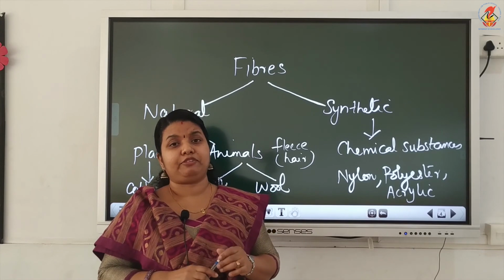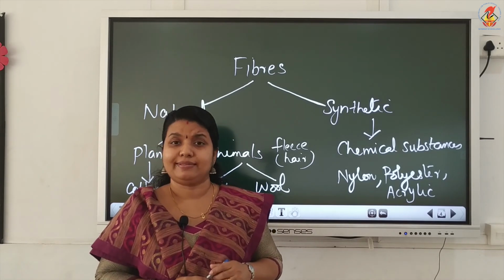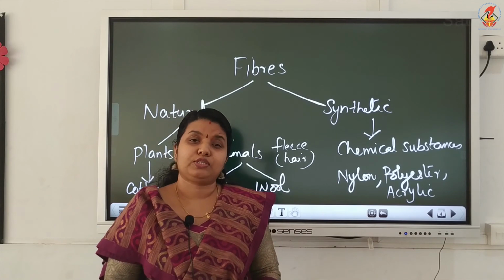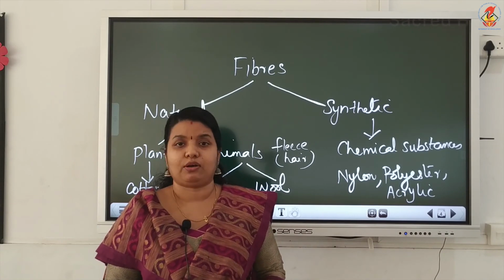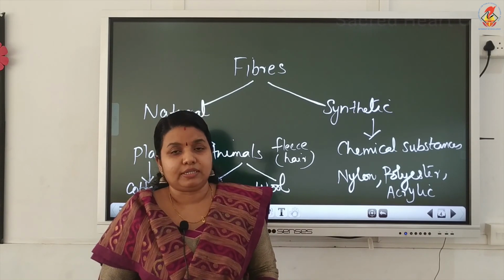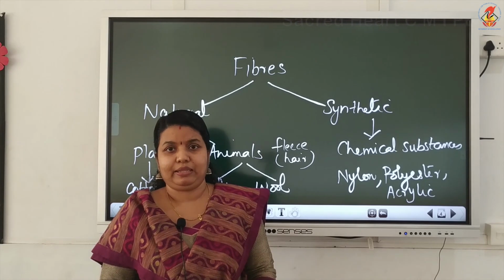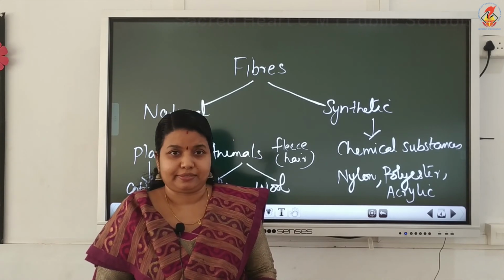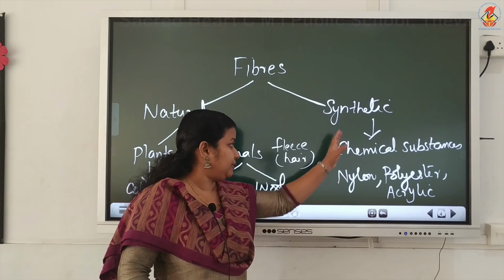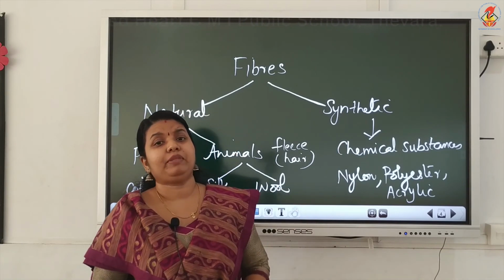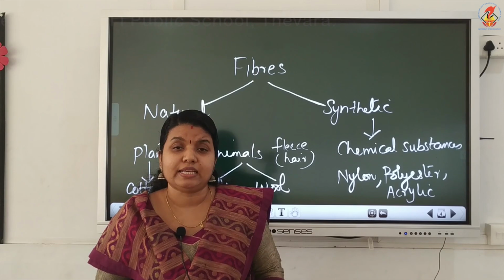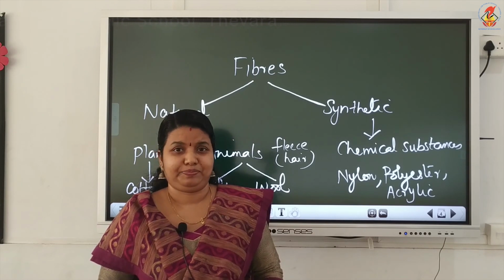Now fibers obtained from animals: wool and silk. Silk is obtained from the cocoon of silkworm. Wool is obtained from the hair or fleece of animals like sheep, goat, etc. And they are also obtained from the hair of rabbit, camel and yak. So they are animal fibers. Now synthetic fibers are obtained from chemical substances. The examples that you have to learn are nylon, polyester and acrylic.